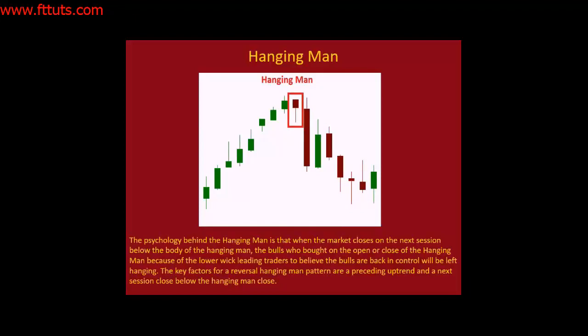The psychology behind the hanging man is that when the market closes on the next session below the body of the hanging man, the bulls who bought the open or close of the hanging man, because of the lower wick leading traders to believe the bulls are back in control, will be left hanging. The key factors for a reversal hanging man pattern are a preceding uptrend and a next session close below the hanging man close.